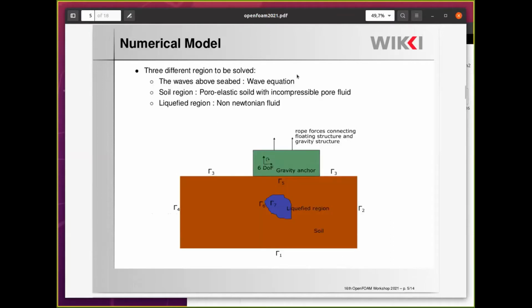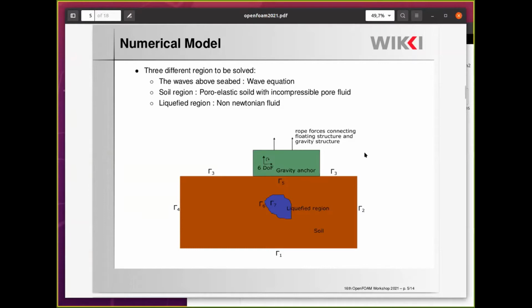In order to model this numerically, we have three different regions to be solved. One, the waves on the top, which we represent in terms of a wave equation. Second, the soil region. Since we cannot treat each soil particle individually, we treat this as a poroelastic solid with an incompressible pore fluid. And finally, the liquefied region. We do not have this liquefied region at the beginning. Once the soil region gets liquefied, we treat this liquefied region with a different set of equations.